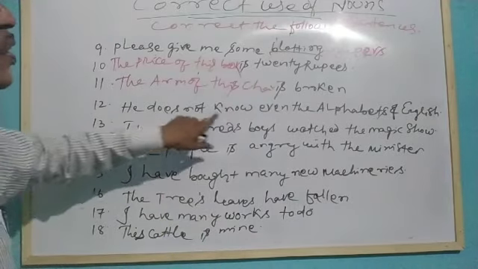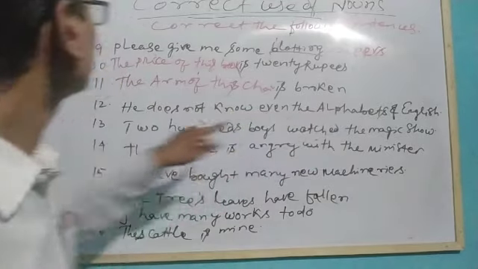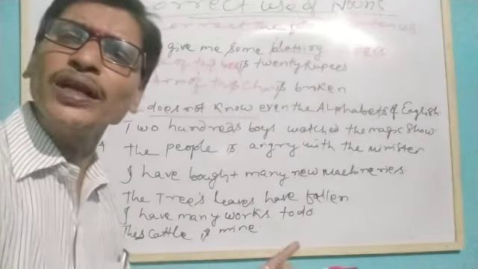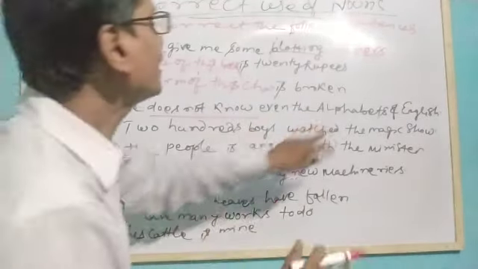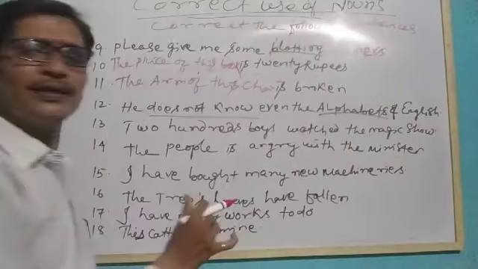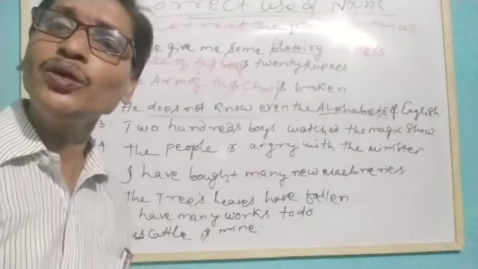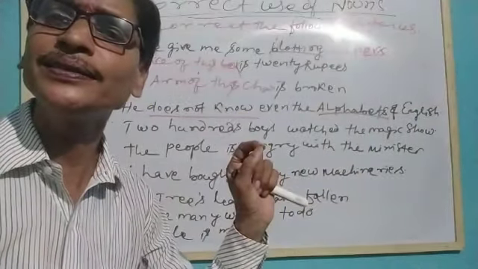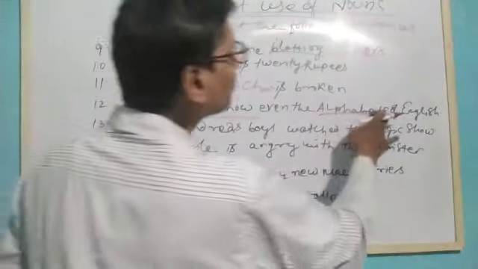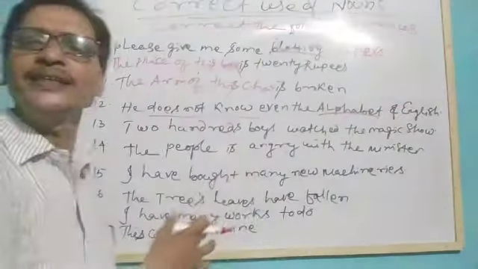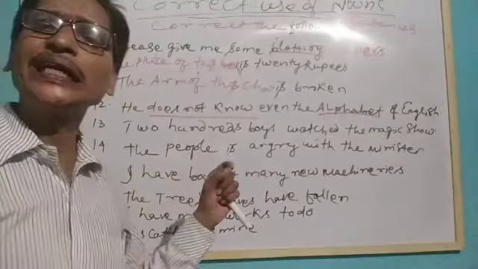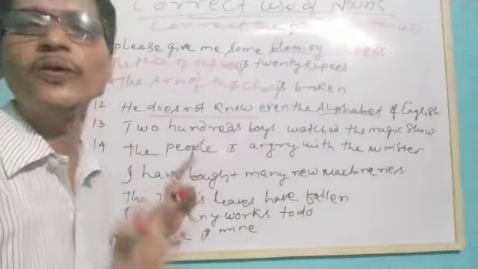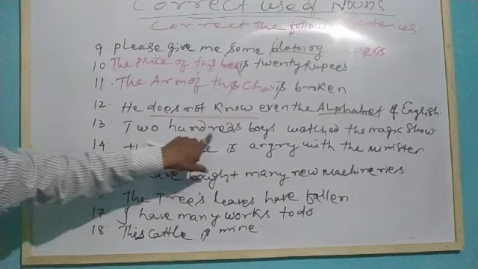So, he doesn't know even the alphabets. That means he has little knowledge, no knowledge about even the alphabets. Here, he doesn't know even alphabets is not necessary, because not a single alphabet does he know. Therefore, instead of writing alphabets, we can make it singular. He doesn't know even the alphabet of English, not the alphabets of English. Okay? So similarly, 200 boys.